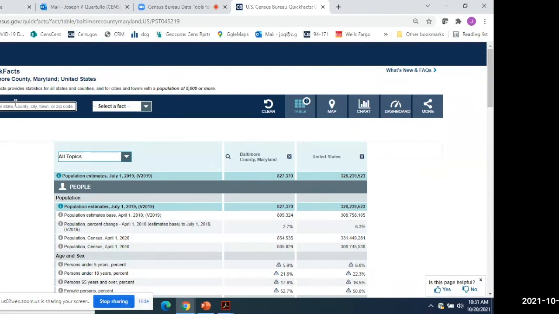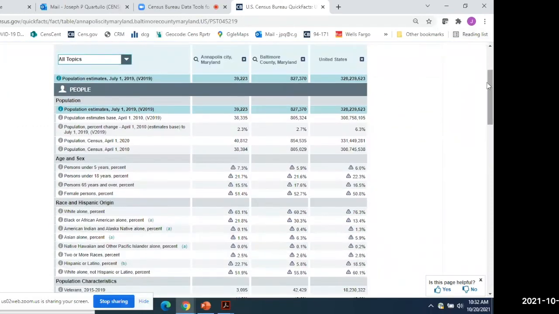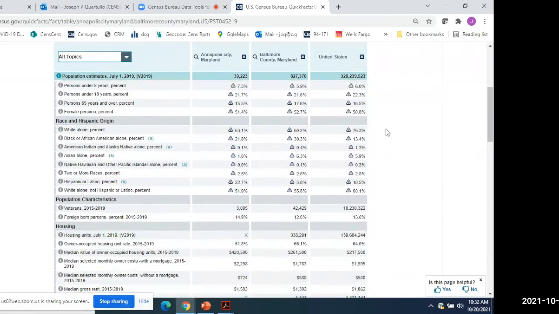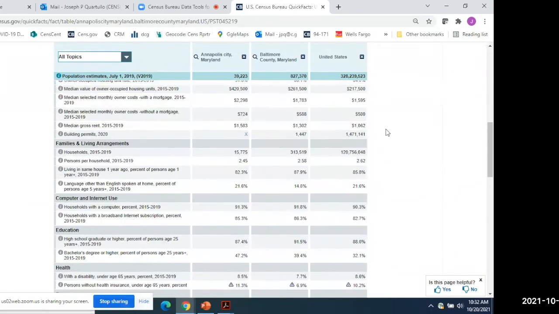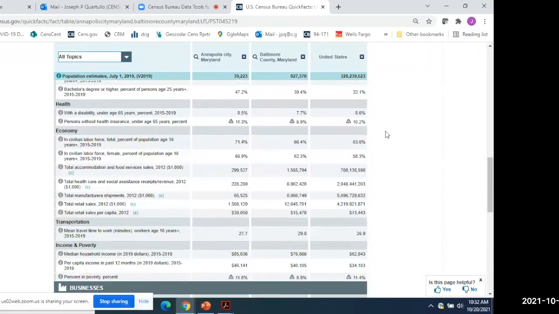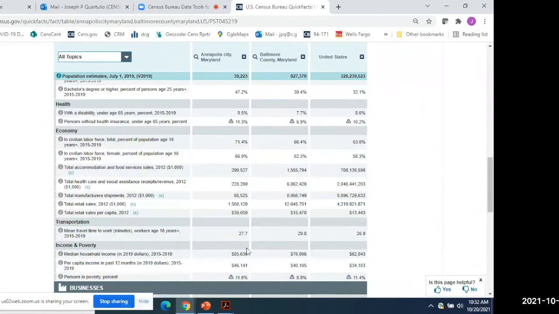So let's go with Annapolis and take a look at that, see how that differs, if that differs or how that differs. And here we got a much smaller population, about 40,000 or so, and we could see the differences in the characteristics of the population in Annapolis when we compare them to the United States. Let's look at the median household income out of curiosity. 85,000. So Annapolis has an even higher median household income than Baltimore County.